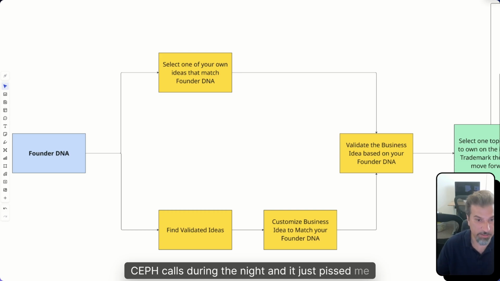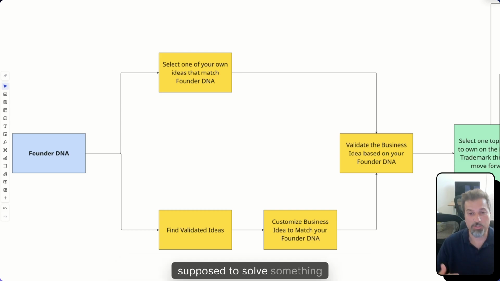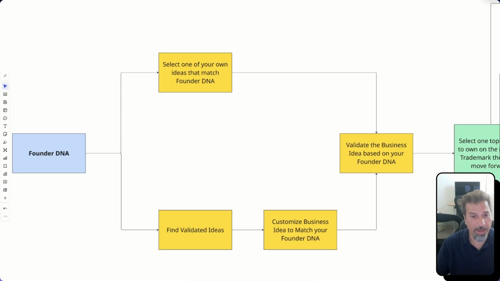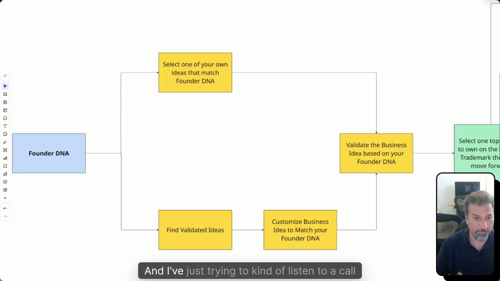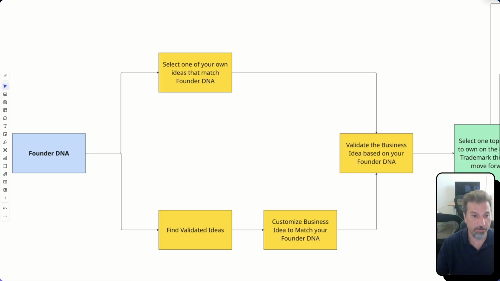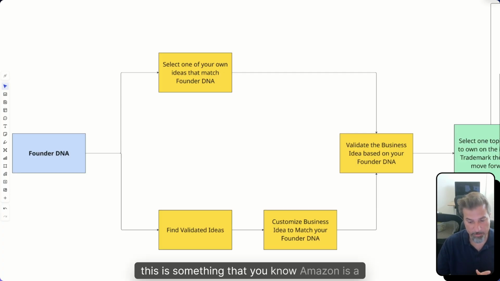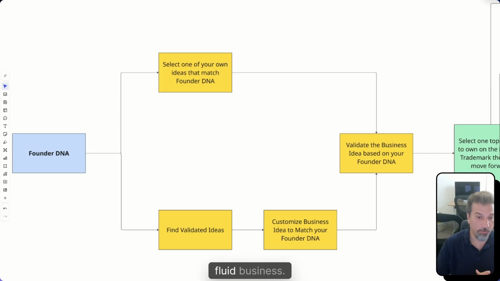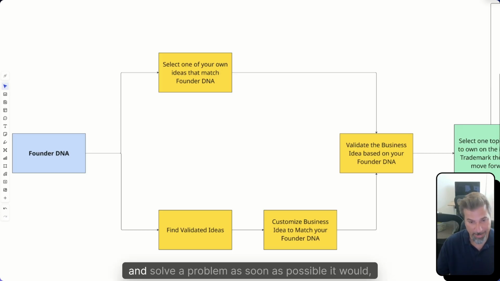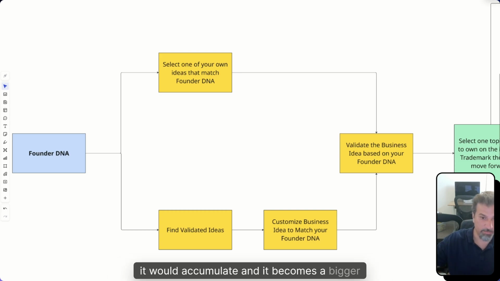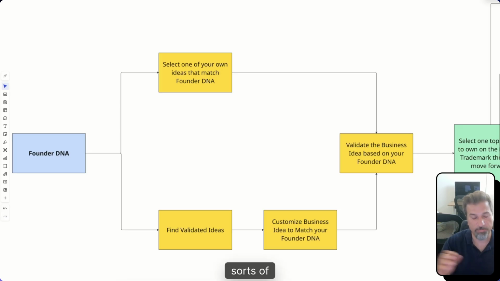It annoyed me that I was supposed to solve something 2,000 miles away in a facility I'd never been to. I was just trying to listen to a call where people described the symptoms, and find a solution, and the time is ticking. Amazon is a very fluid business. If you don't deliver and solve a problem as soon as possible, it accumulates and becomes a bigger problem. Now customers are receiving packages late, and there are all sorts of problems.